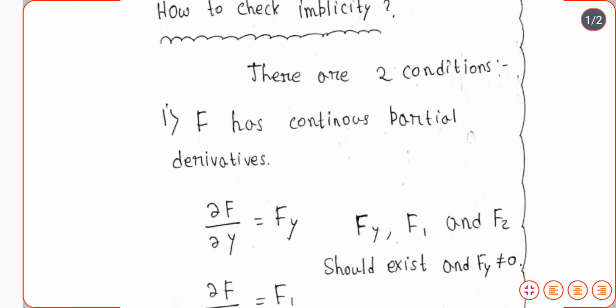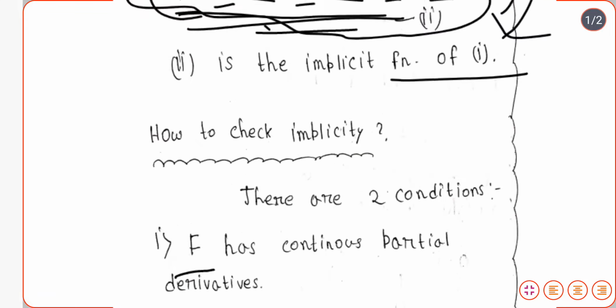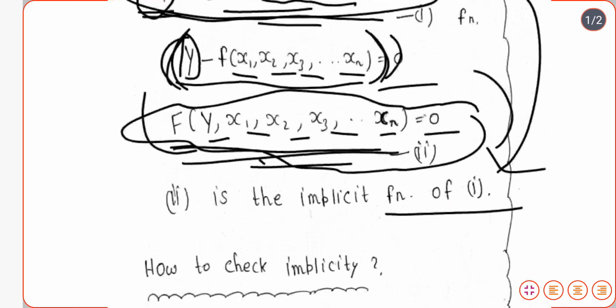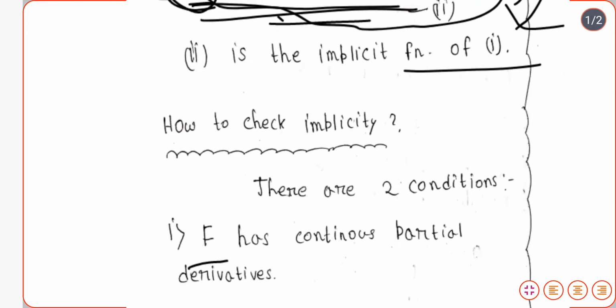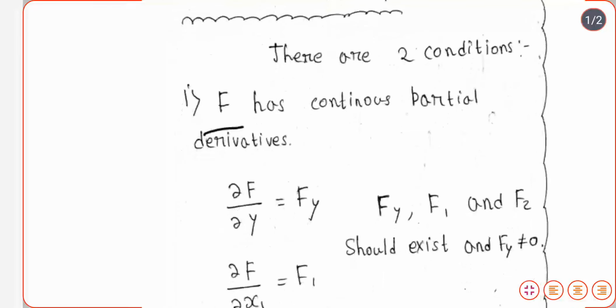There are two conditions, two generalized conditions, that must be satisfied for a function to become implicit. The first condition is that F, what is that capital F? That capital F is the f that we have assigned here. So this f represents the entire function. This entire function should have continuous partial derivatives. That means we can take continuous partial derivatives of that function, and they must exist.